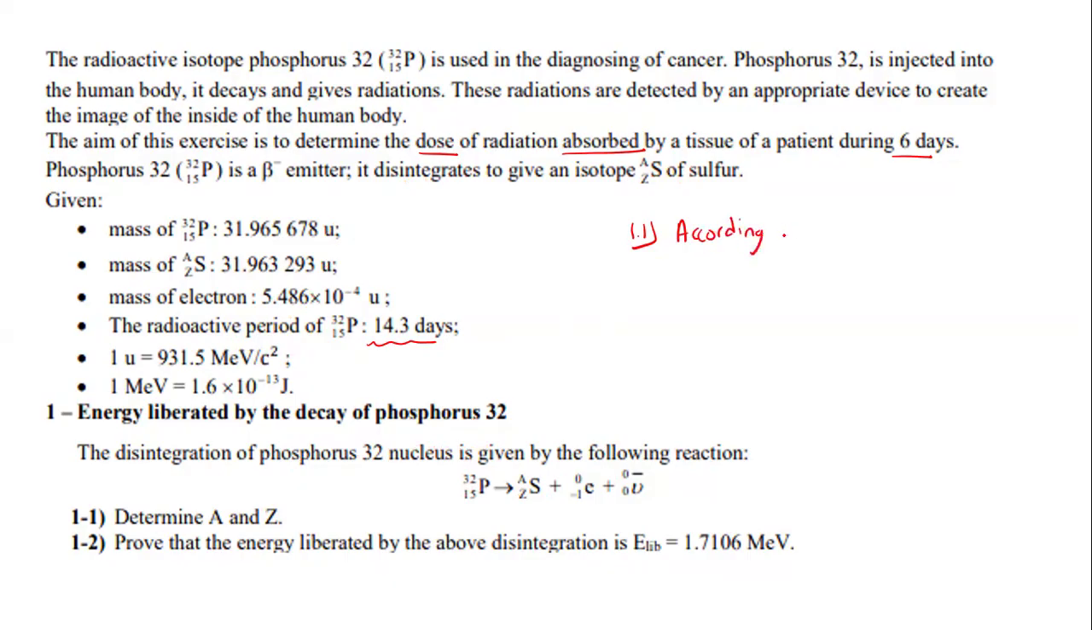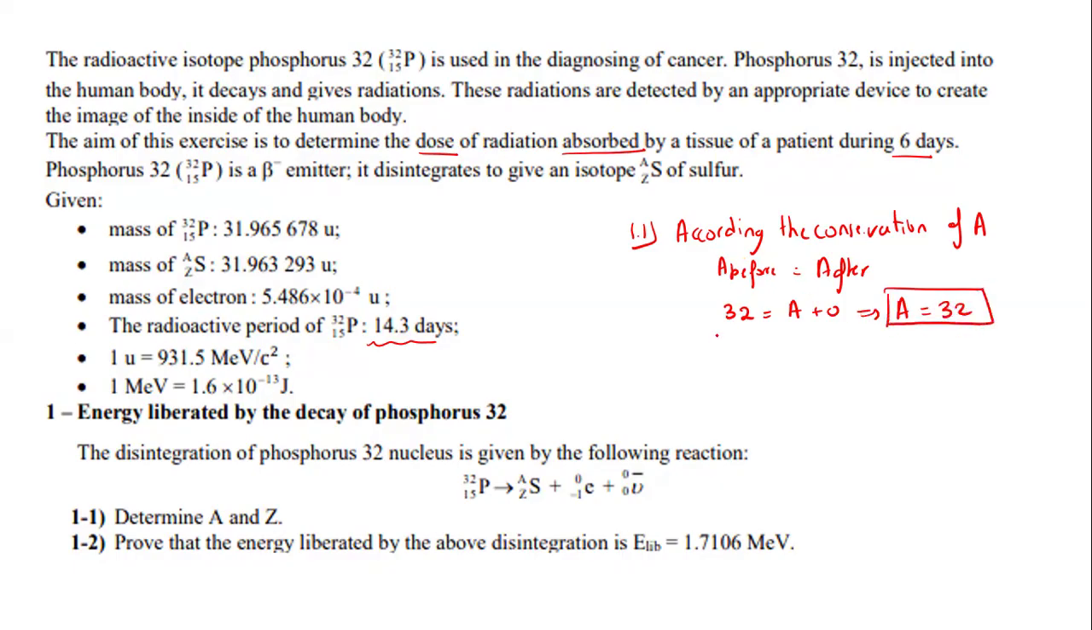This means, according to Soddy's law, according to the conservation of mass number A, we have A before equals A after, which means that 32 equals A plus 0, which means that A equals 32. We also have the conservation of Z, the charge number. This means we have 15 equals Z minus 1. That means Z equals 16.